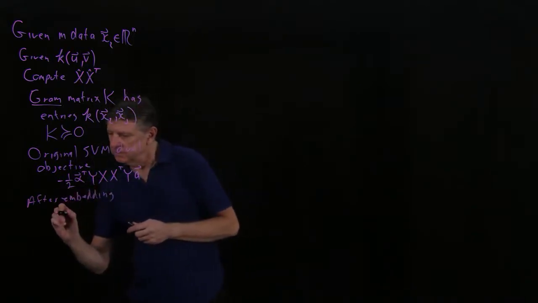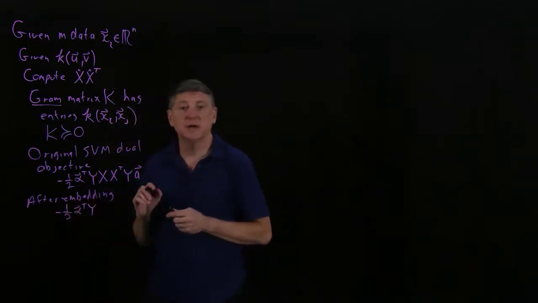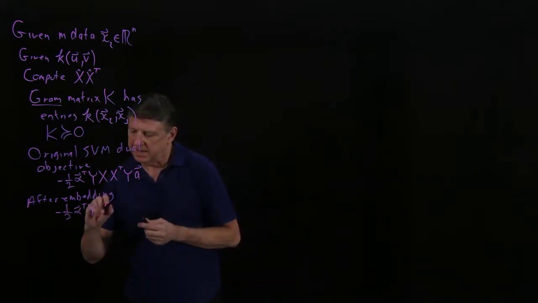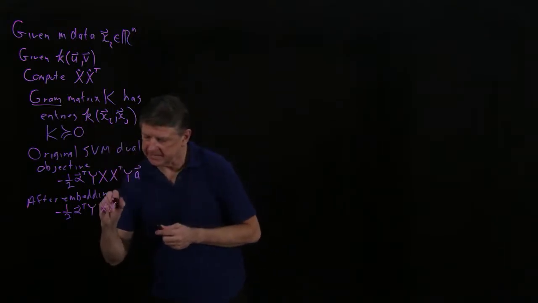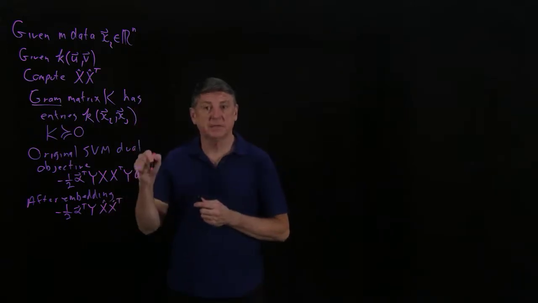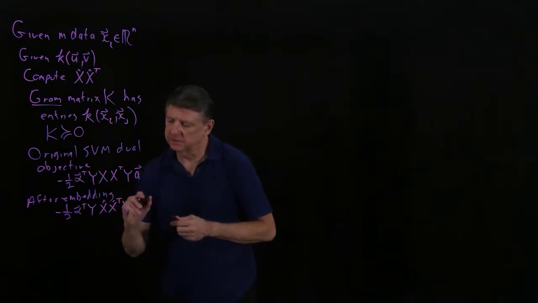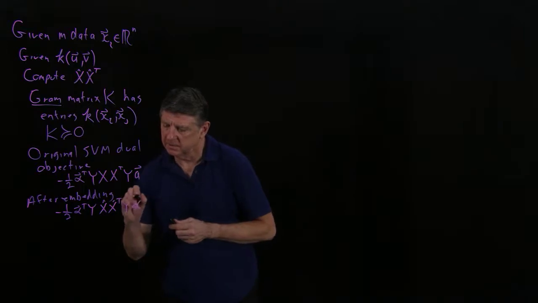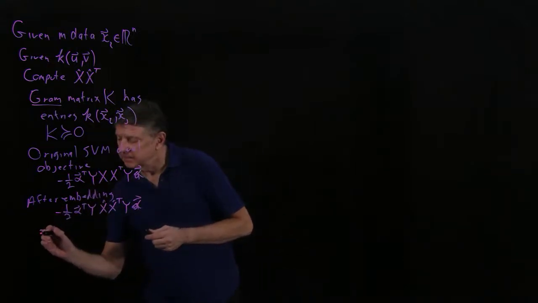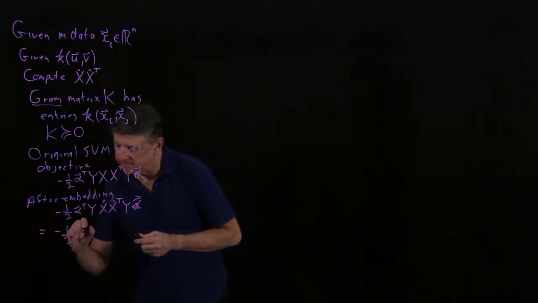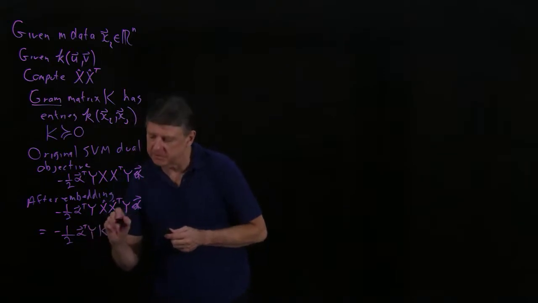what we get is minus 1/2 alpha transpose. So the labels don't change and the dimensions don't change. X hat becomes an m by n plus k. X hat transpose becomes an n plus k by m. So the product is still m by m. And then we multiply that by the label matrix by the Lagrange multipliers. And this can be written as minus 1/2 of alpha transpose y. This is now the Gram matrix.